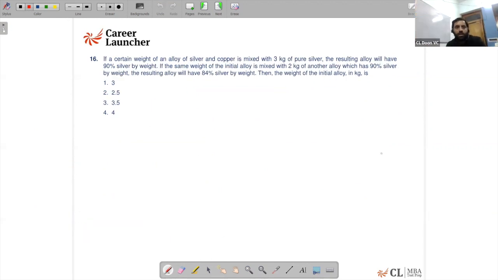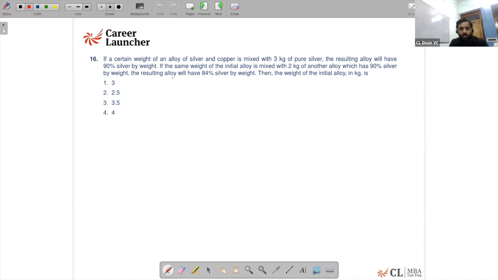Right. Question number 16. If a certain weight of an alloy of silver and copper is mixed with 3 kg of pure silver, the resulting alloy will have 90% silver by weight. If the same weight of the initial alloy is mixed with 2 kg of another alloy, which has 90% silver by weight, the resultant is 84% silver by weight. Then the weight of the initial alloy in kg is?